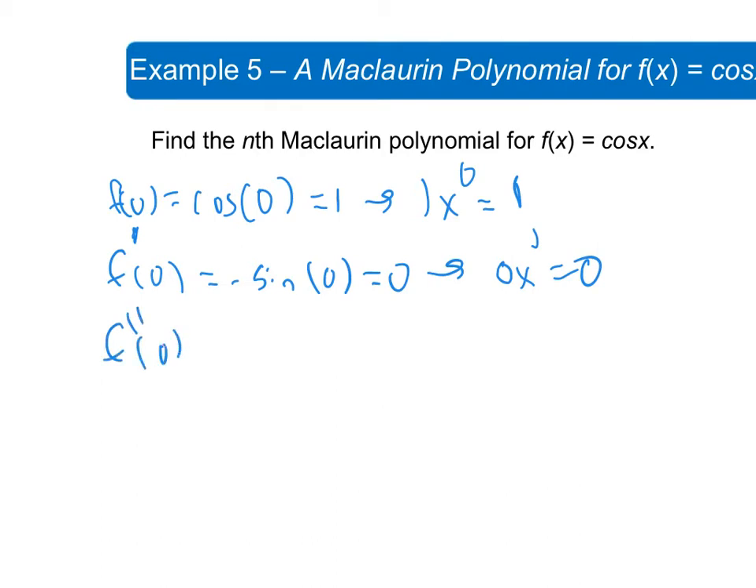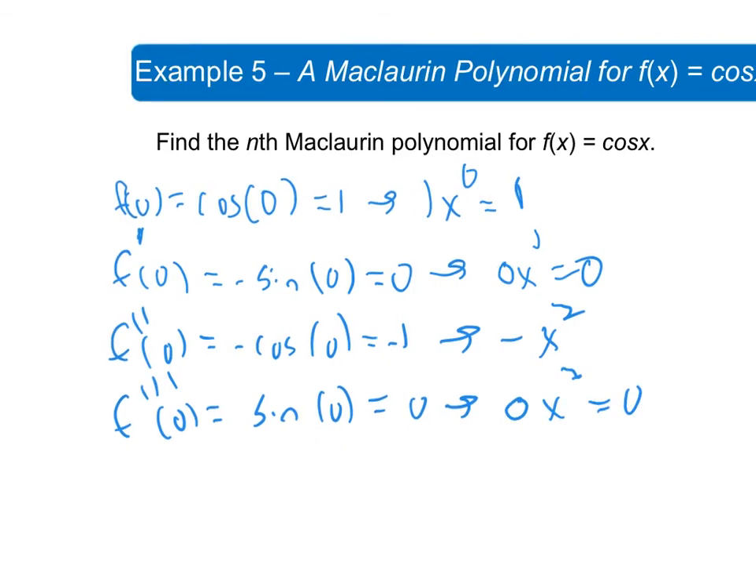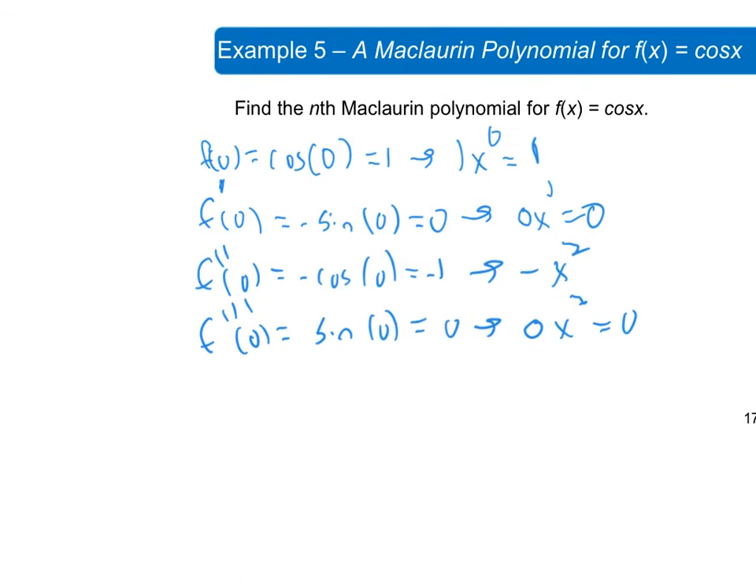Second derivative at 0, derivative of a negative sine is a negative cosine of 0. Cosine of 0 is 1. That gives me the negative 1, which gives me a negative x to the 2nd power. I'm seeing something. Third derivative, 0. Derivative of cosine is negative sine; negative, negative. Sine of 0 is 0, which takes me to 0 x cubed, which is still a 0.